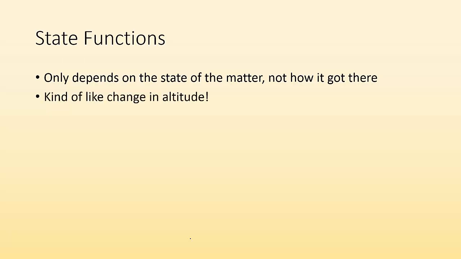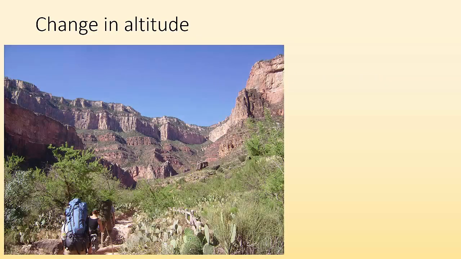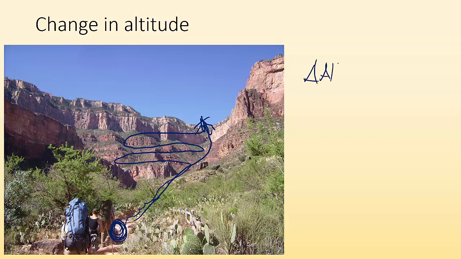It's kind of like a change in altitude. Let's say that you were on a hike in the Grand Canyon and you wanted to know the change in altitude. Maybe you're starting way down here and you have to hike all the way up. Here's my destination. It doesn't matter if I hike up this way and go that way and then this way and then that way, or just beeline it and climb straight up that mountain. It doesn't matter because the change in altitude is going to be equal to the altitude at your finish minus the altitude that you started at, right?